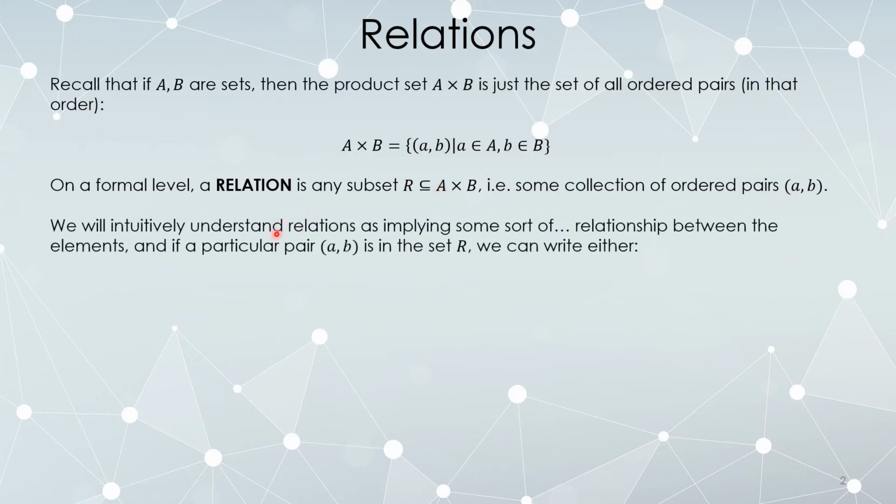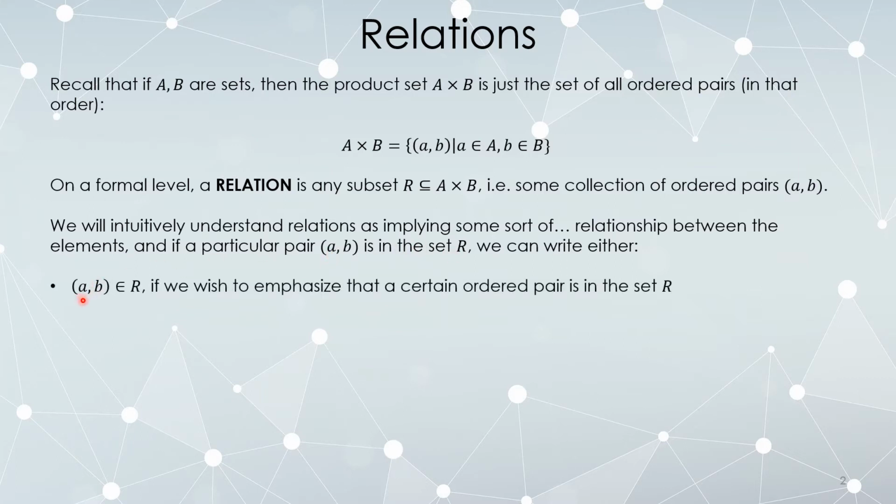Intuitively, however, we're going to be understanding relations as implying some sort of relationship between the elements. So specifically, if we have a particular ordered pair in the set R, we can use set notation, and we can say that ordered pair is in the relation. And we're going to use this notation if we want to emphasize set theoretic properties of relations. But we can also write this.